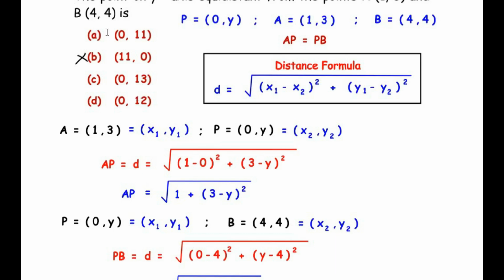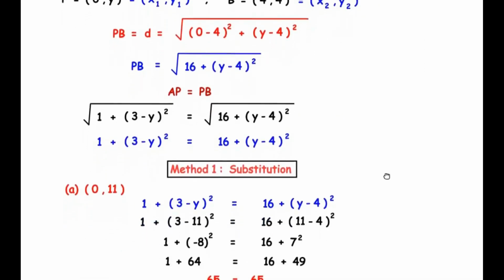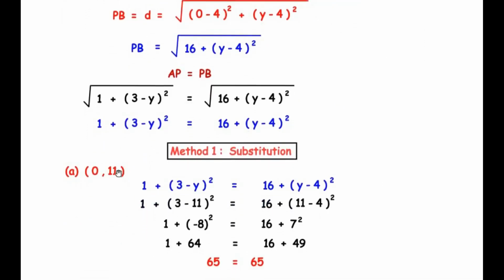For example, let us start with option A, that is (0, 11). Here you can see I have taken the first option, that is (0, 11). So the x value is 0 and the y value is 11. I'm going to plug the value 11 into this equation we have got. So 1 plus (3 minus 11) the whole square is equal to 16 plus (11 minus 4) the whole square. So you're substituting the value of y over here.